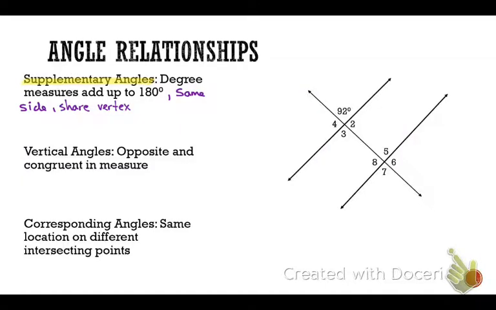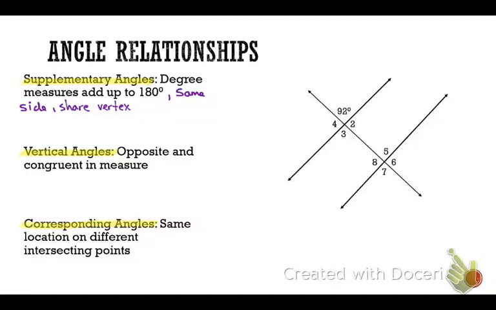Let's talk now about vertical angles. All right, this should be familiar to you from what we've already learned. This actually was on your test yesterday. That vertical angles are opposite each other and congruent in measure. So we see angle 2. What angle is vertical to angle 2? Y'all just tell me. 4, because it's opposite. And what happens is those angles are equal. They're congruent in measure. Then we have a third type of angle relationship called corresponding angles.